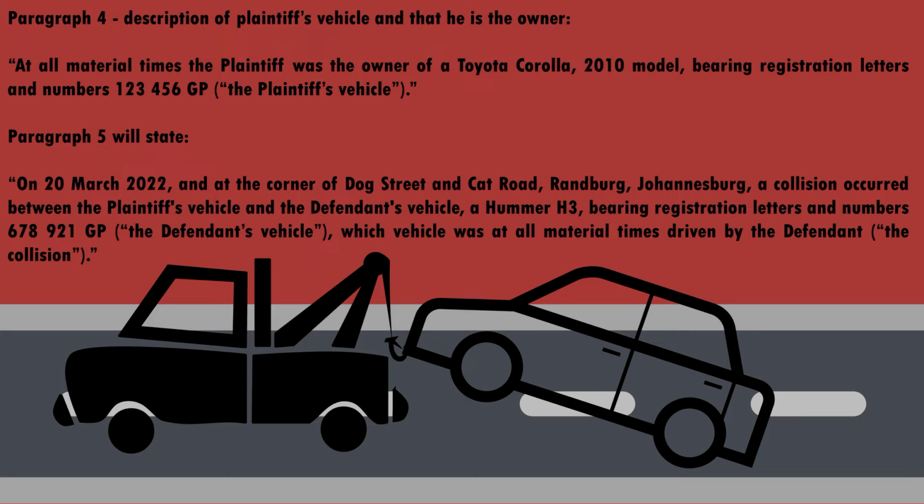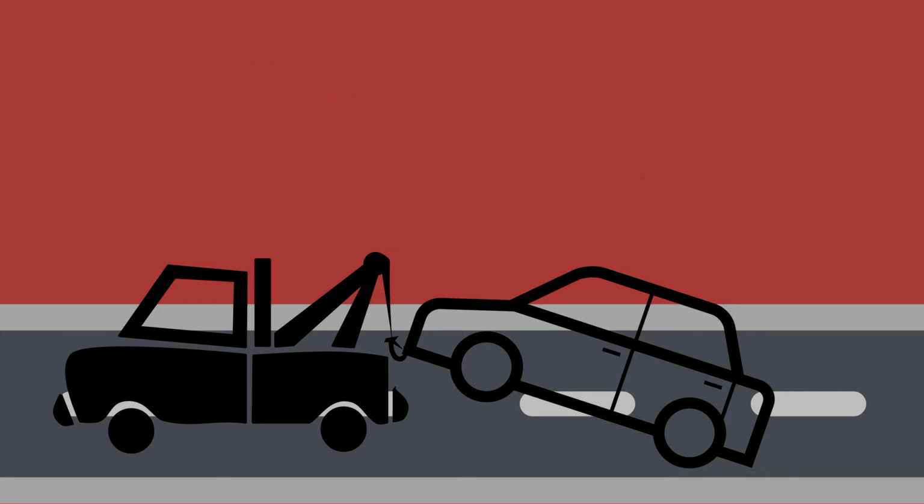Our paragraph 5 will state: on 20 March 2022, and at the corner of Dog Street and Cat Road, Randburg, Johannesburg, a collision occurred between the plaintiff's vehicle and the defendant's vehicle, a Hummer H3 bearing registration letters and numbers 678921 GP, the defendant's vehicle, which vehicle was at all material times driven by the defendant, the collision.